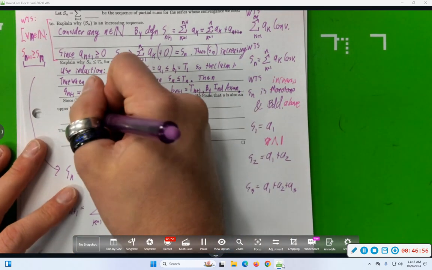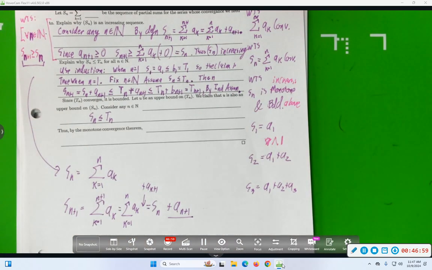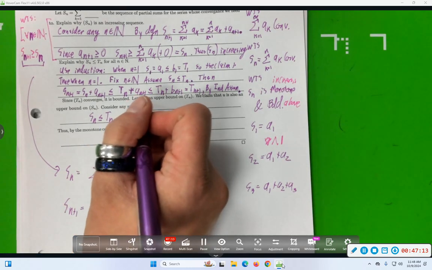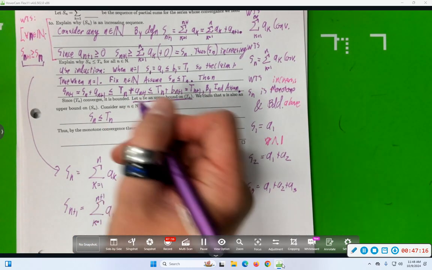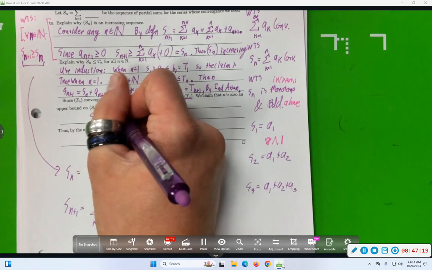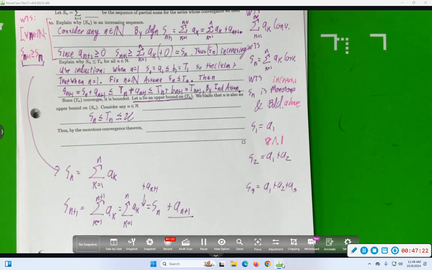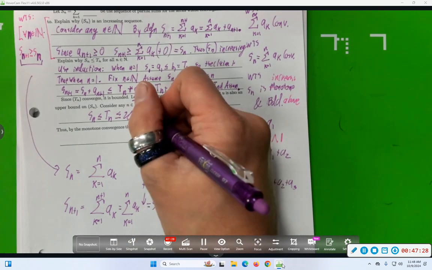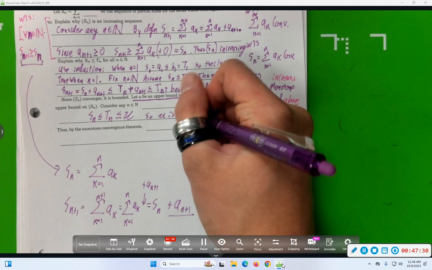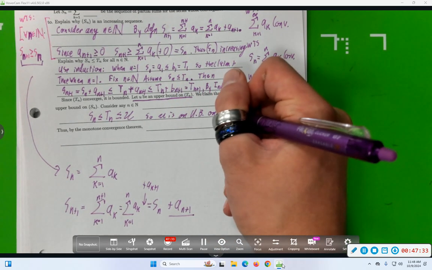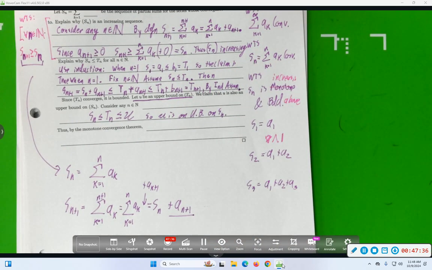So I know that for any n, Sn is less than or equal to Tn. What else do I know? Yeah, Tn is less than or equal to U. Oh, cool. Does that give me an upper bound? So U is an upper bound on Sn. All right, so that was all the hard work. Let's just make the conclusion.